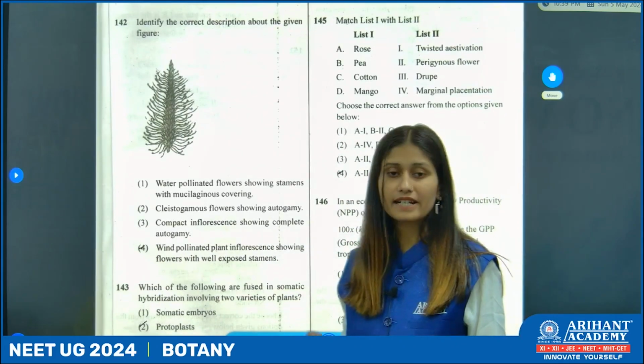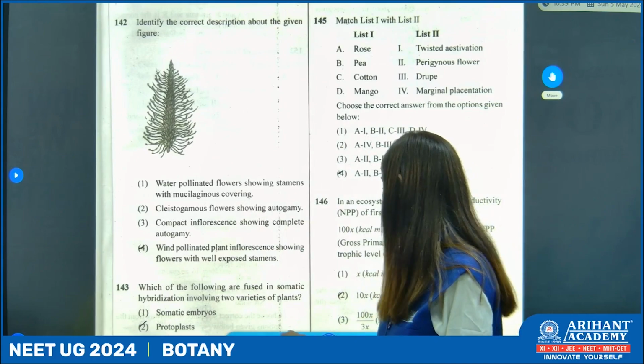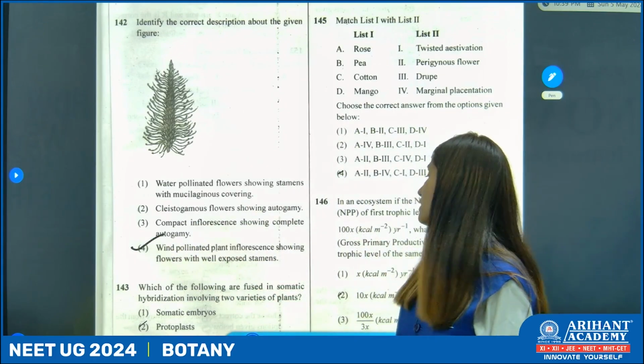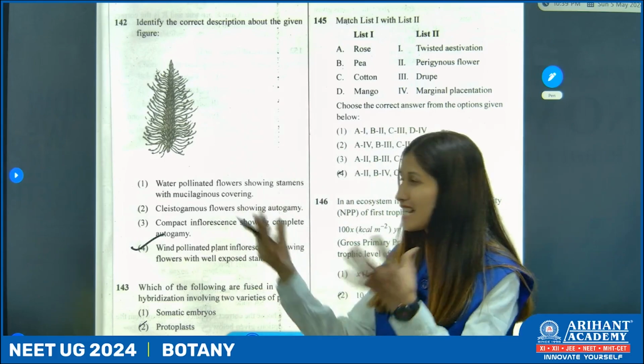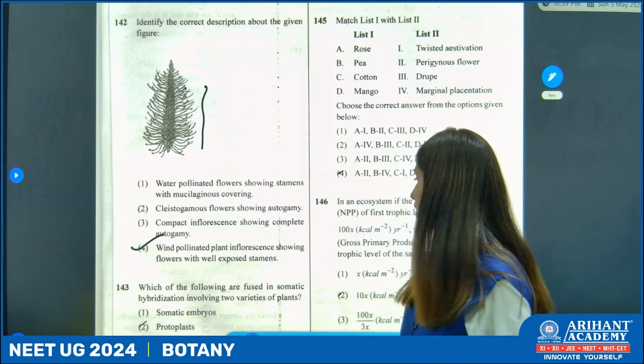142. Identify the correct description about the given one. So this diagram you will find in the book, and it is for which one? It is for the wind pollinated plants, and it shows very well exposed stamens. These are the stamens which are given here, well exposed stamens.